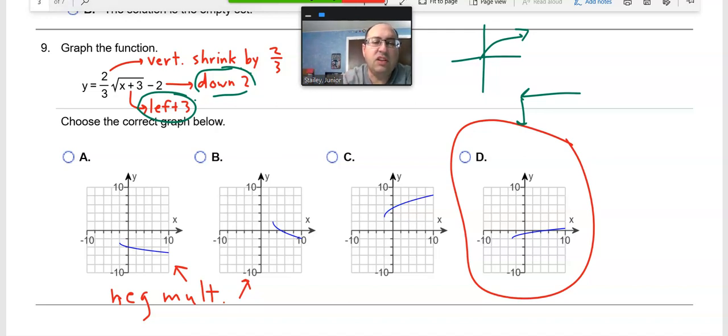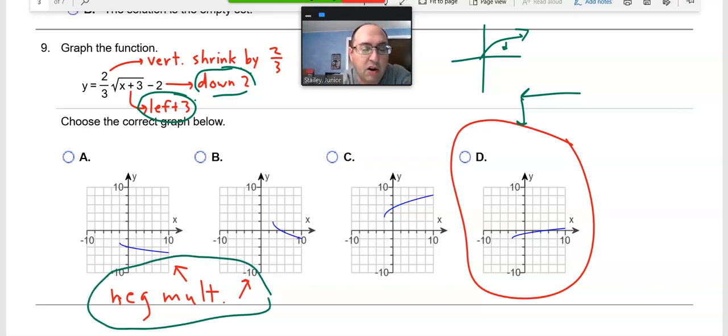But there's another twist to this. There's a vertical shrink by 2/3. In other words, we're going to be taking our values and moving them closer to the x-axis. It's still a positive 2/3. One thing I wanted to show about these two graphs is they actually have a negative multiplier because it's the bottom half of the graph, so you're starting here and you're doing the bottom half instead of the top half. But we definitely don't have a negative multiplier. It is truly a positive multiplier. So B and A were not even choices really.